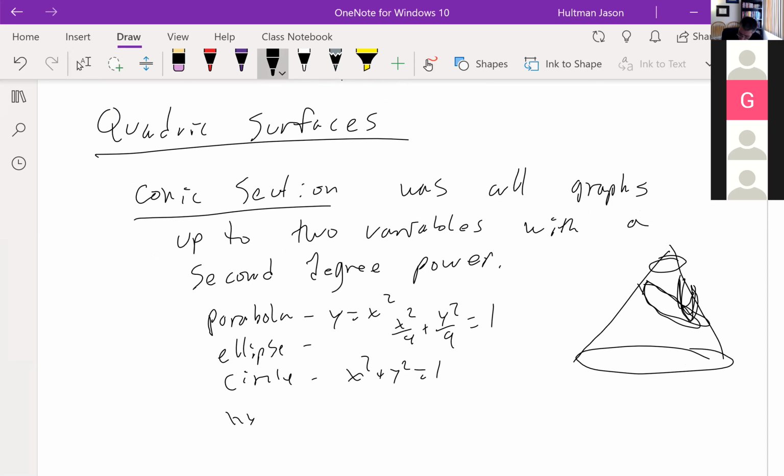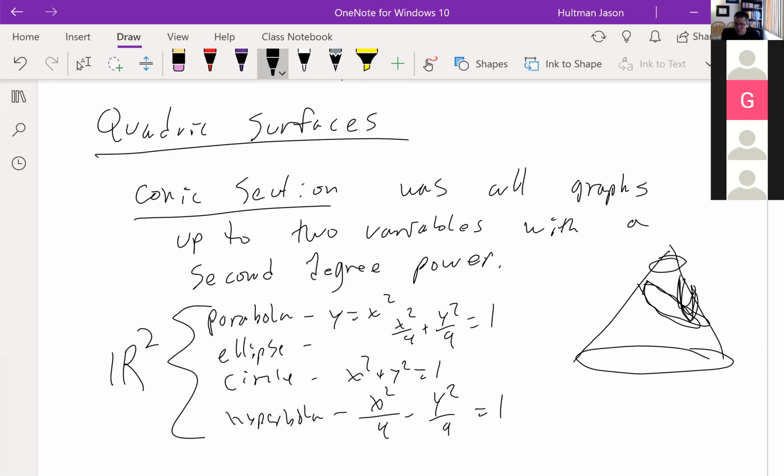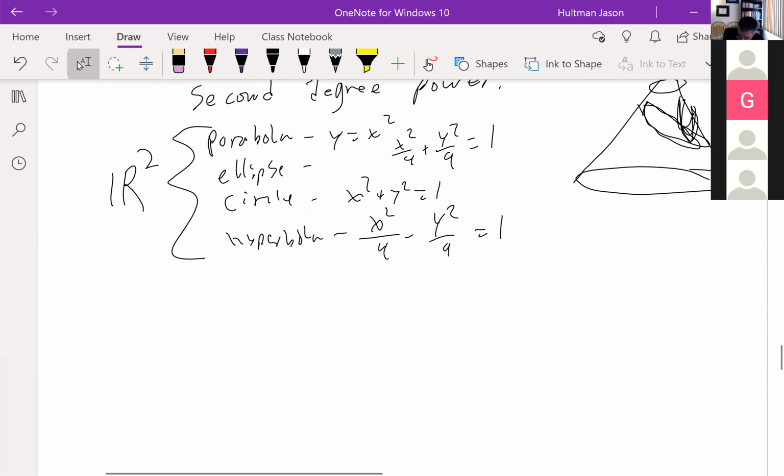We could get a hyperbola, x squared over 4 minus y squared over 9 is equal to 1. I think that's it. We get these interesting second degree powers, but this is only in R2. Well, quadric surfaces are the exact same things, but in R3. They're the second degree polynomials, but up to 3 variables this time.